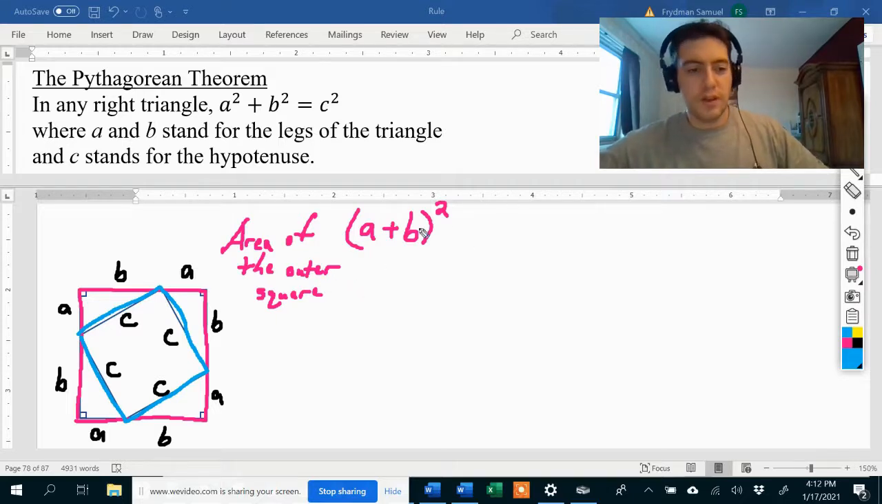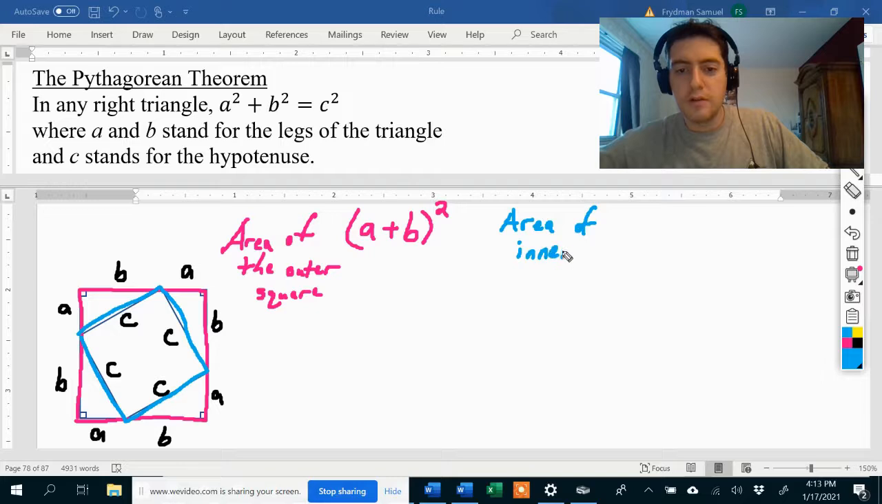Okay, so another way of doing that is to find the area of this plus the area of all of these. Okay, so what is the area of this inner square right over here? Well, each side length has a length of C. So that means that the area of this square is just C to the 2nd power, C squared. Okay, so I'll write over here, area of the inner square is C squared. Okay, and put an equal sign in here.